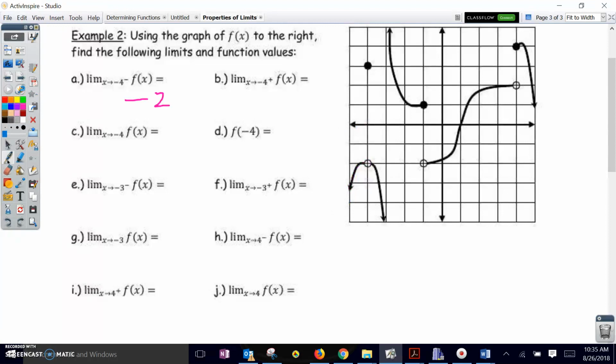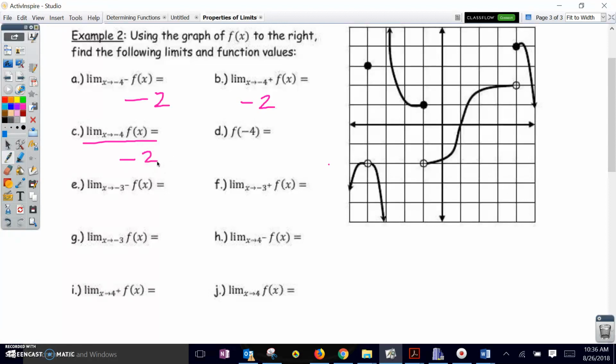Alright, next one, limit as x approaches negative 4 from the right. Same idea, it's approaching here, it's getting closer and closer to this value, so it's approaching negative 2. Now, one of the properties that you learned in this lesson is that if the limit approaches the same value from both the left and right, then that's the overall limit, and that comes up here in part C. The limit as x approaches negative 4 of f of x. Since the limit from the left and the limit from the right are the same, that's going to be the limit for that.